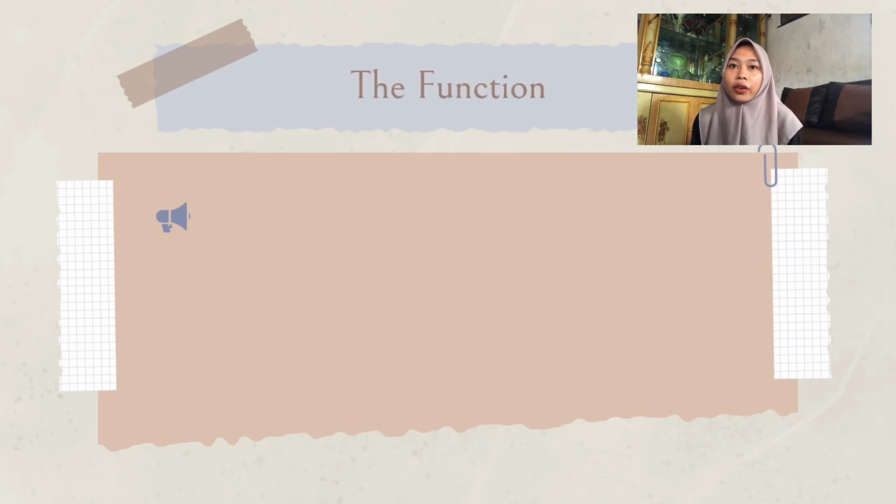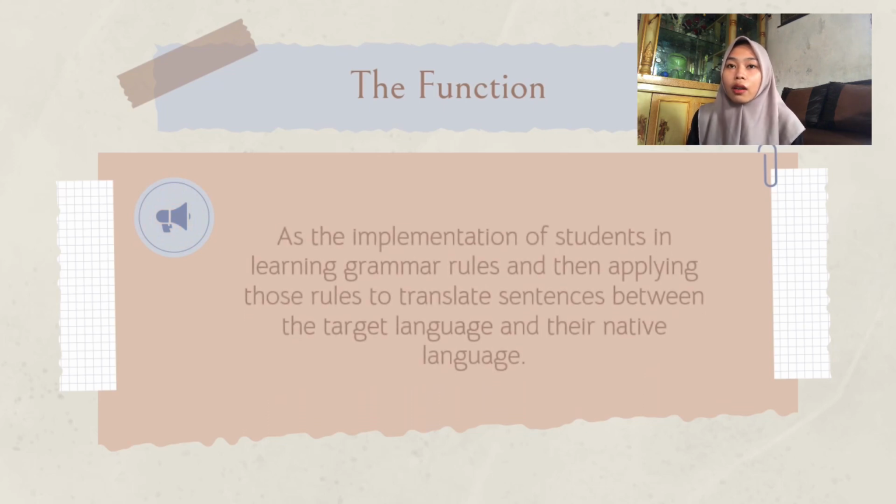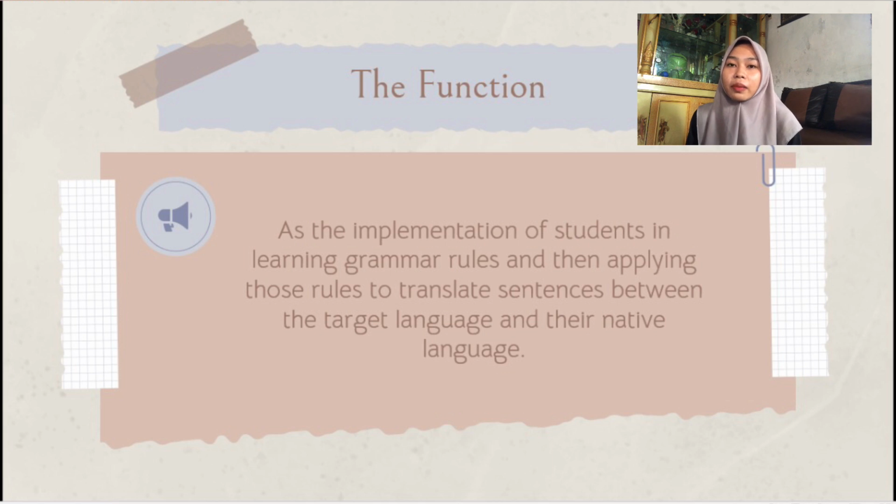Okay, next is the function of the grammar translation method. The function of the grammar translation method is to help students learn grammar rules and then apply those rules to translate sentences between the target language and their native language.